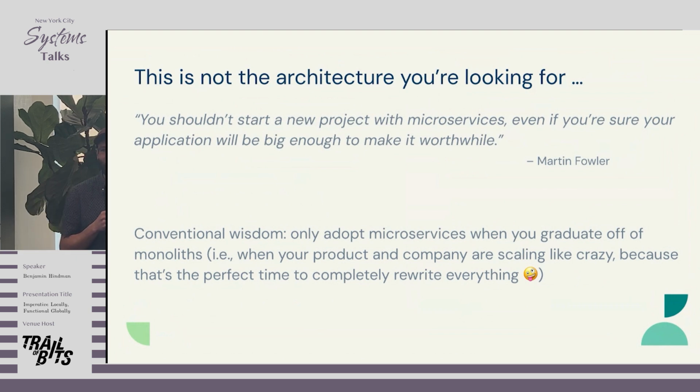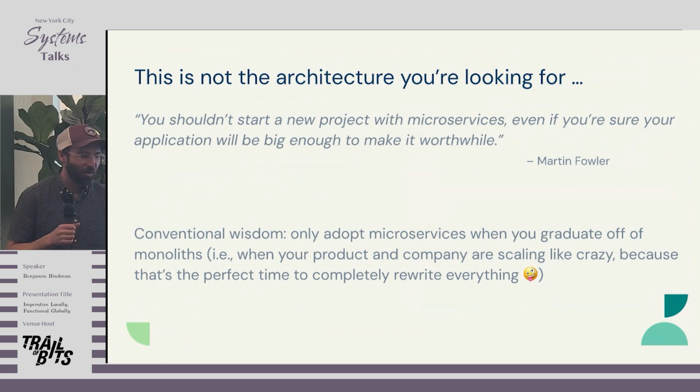All right, so for all these reasons, lots of really smart people tried to tell everybody, hey, microservices, this is not the architecture you're looking for. And the conventional wisdom became that you should only adopt microservices or lambdas. Anytime I say the word microservice here, I'm implying lambdas as well. You should only adopt them when you graduate off of monoliths, when your product and company are scaling like crazy, because that's the perfect time to completely re-architect and rebuild your application.